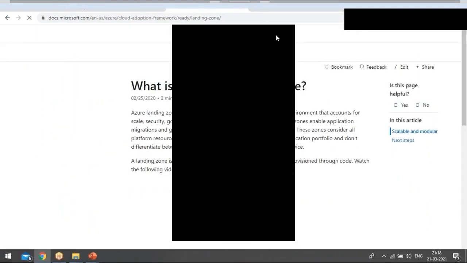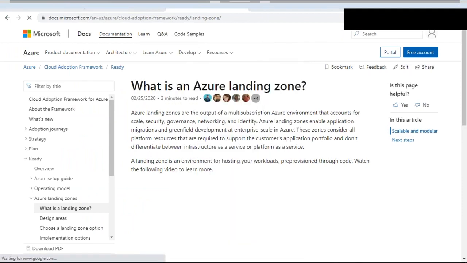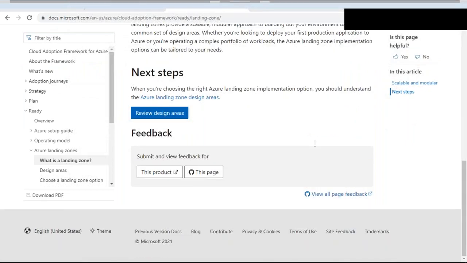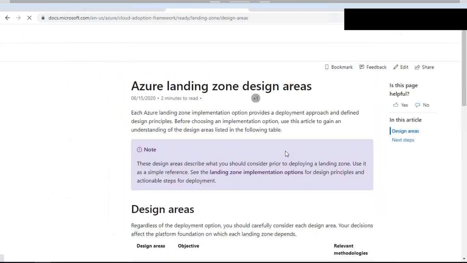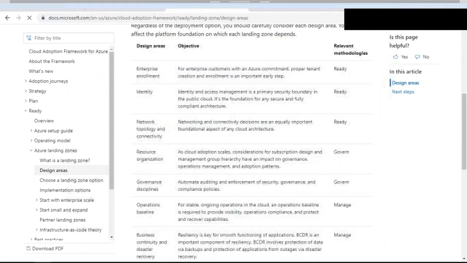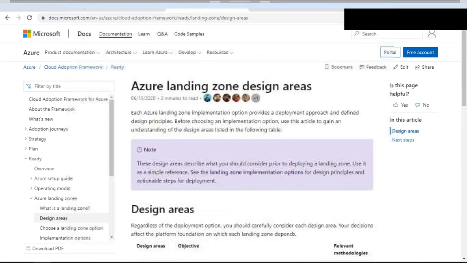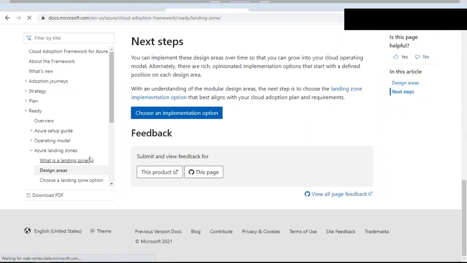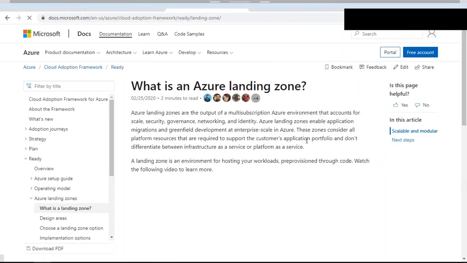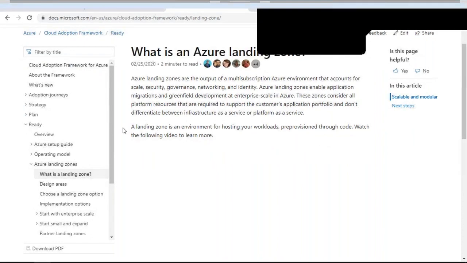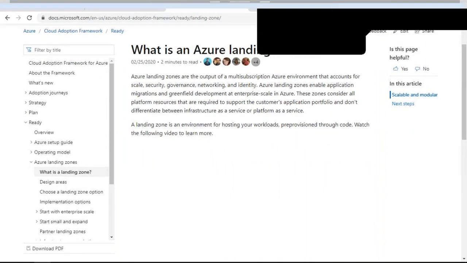Okay, 25th February 2020. I believe it's a recent one. Output of multi-subscription accounts for security, scale, and governance. These zones will consider platforms that are required to support customers' application portfolio design areas. Okay, I'll go through this and get back to you, because this is not a part of the syllabus. And moreover, it's a new thing that was launched in February, February 20th. It was mentioned, I didn't go through it. Landing zone and hosting your workload.